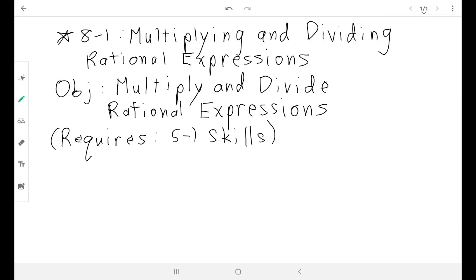Hello, Honors Algebra 2. Today, we're going to look at notes for 8-1, which is a starred section, multiplying and dividing rational expressions. Our objective is to multiply and divide rational expressions. Big surprise there, right? This is going to require our 5-1 skills, our operations on polynomial skills, and you're going to see that a lot of this is going to be extremely similar to the operations. It's an extension of the operations on polynomial stuff.